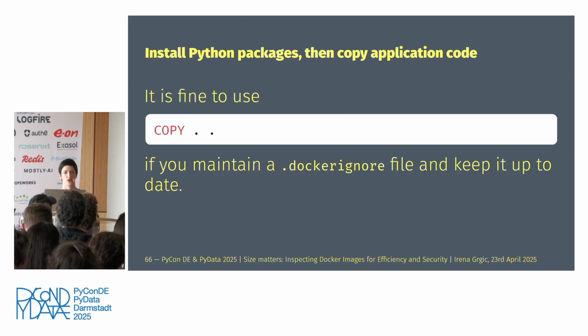Now, copy everything in general is not bad, right? It's not a bad practice. However, if you're doing it, make sure, and this is really important, to maintain a Docker ignore file that is well kept and well up to date. Because the Docker ignore file tells Docker to ignore all of these directories and files, and then you can selectively copy whatever you need for your image.